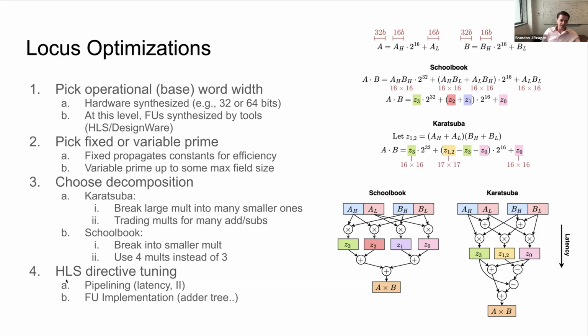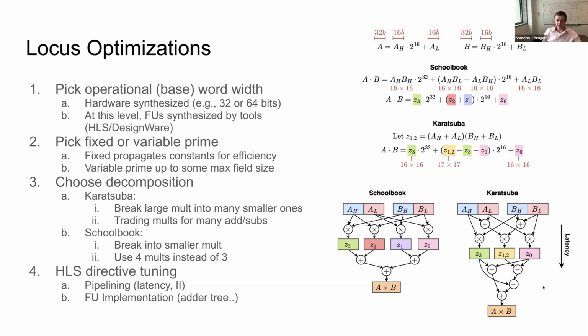And then finally, this is all HLS implemented. So we also do, of course, directive tuning to get super good performance. We'll help you with your pipeline, your latency, your II. And something else we found to be really important when we're experimenting with this is the actual functional unit implementation. So how you do your adder tree, because you're going to have a bunch of these. And if you don't optimize them properly, it's going to come back and bite you.